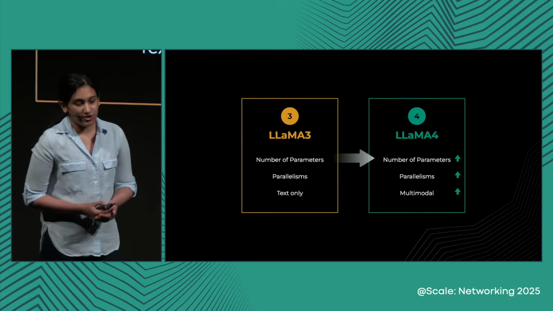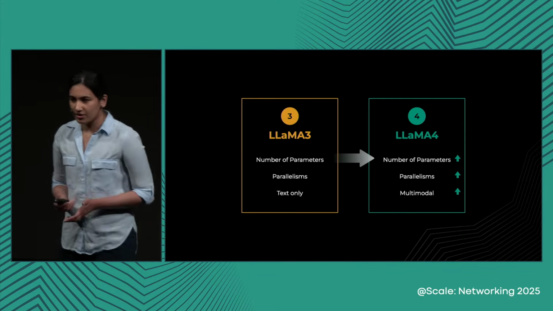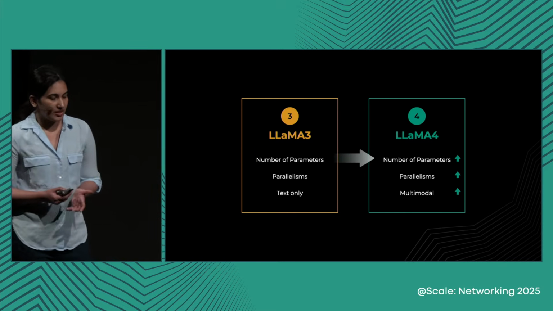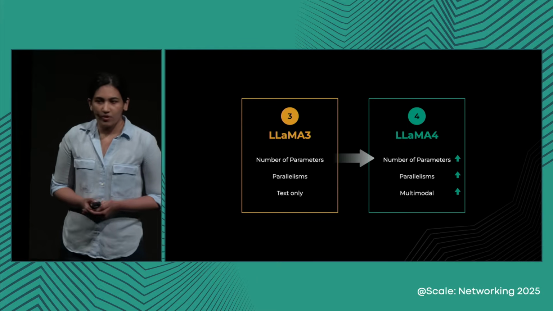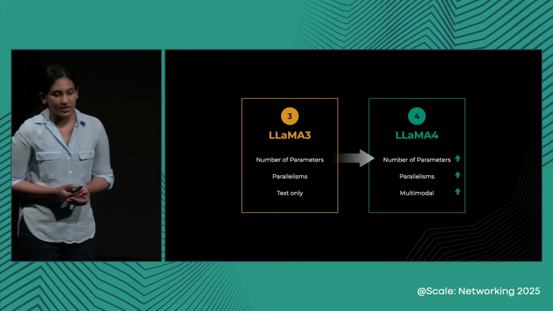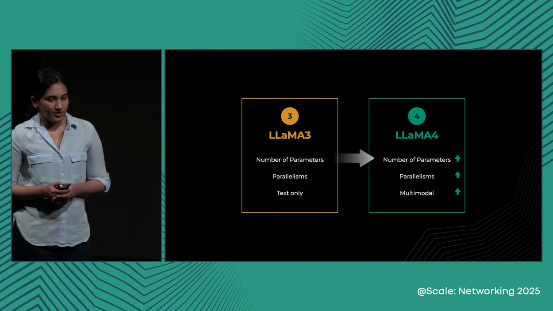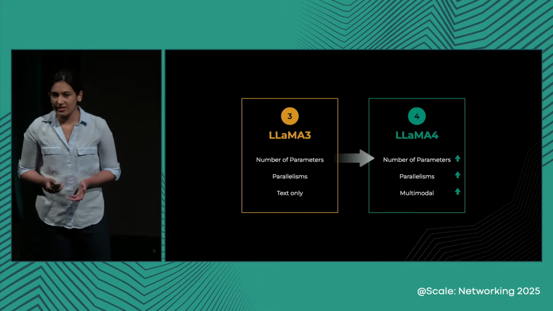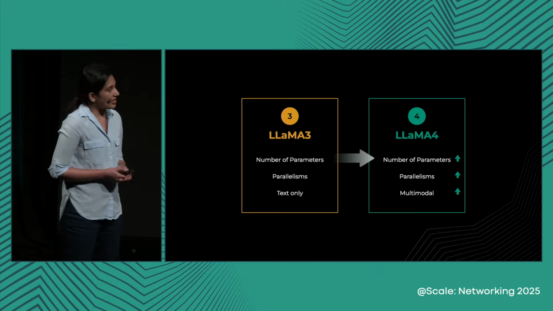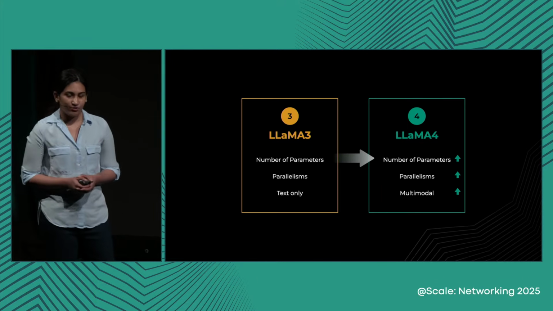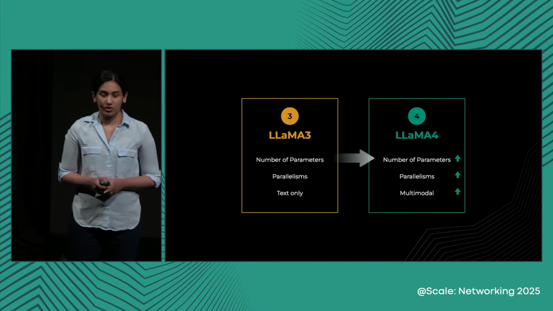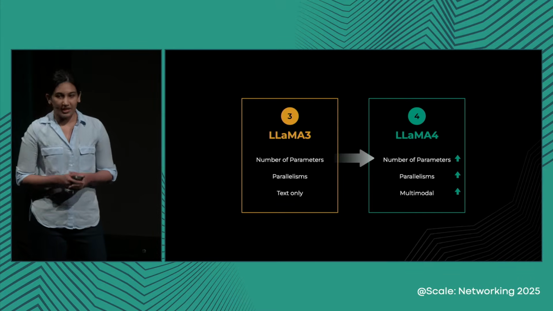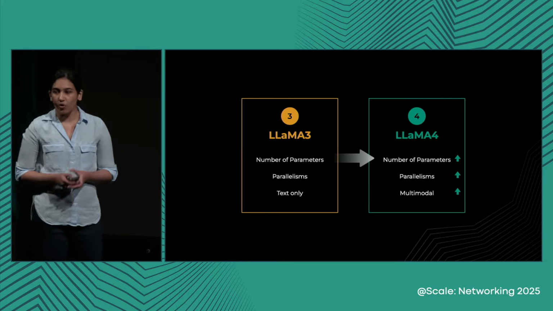With every generation of Llama, we have seen a significant growth in the model size and the complexity. Last year, we launched Llama 3, which was a text-based model with 405 billion parameters and was trained on 16K GPUs. However, with Llama 4, we wanted to scale this even further. The largest Llama 4 model that we have trained so far has nearly 2 trillion total parameters. To train such a colossal model, we had to expand our AI clusters, deploying over 100K GPUs.